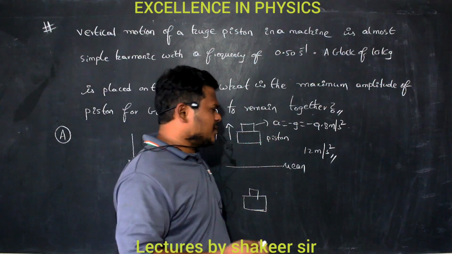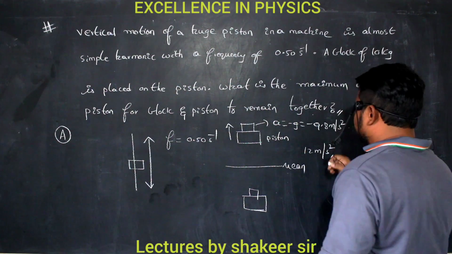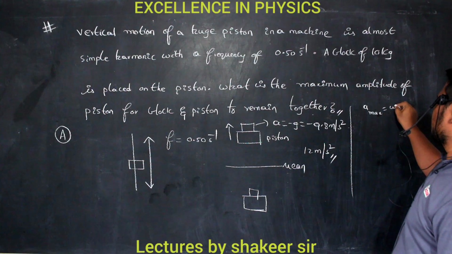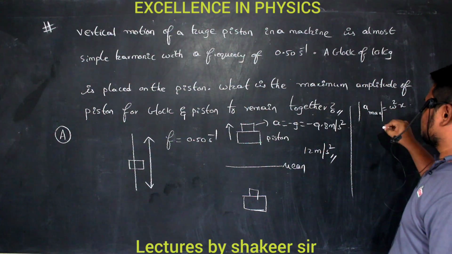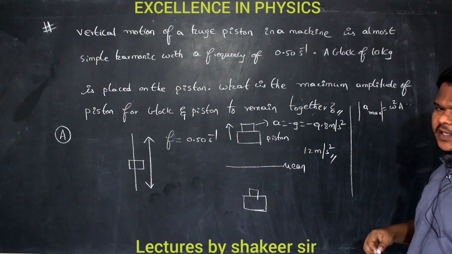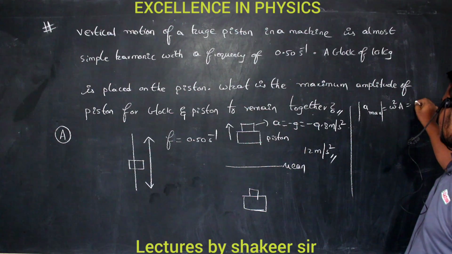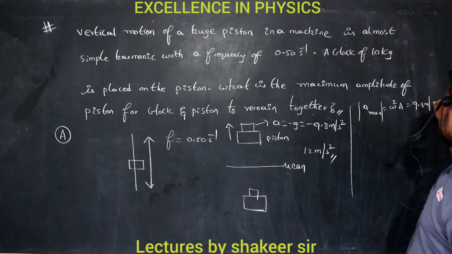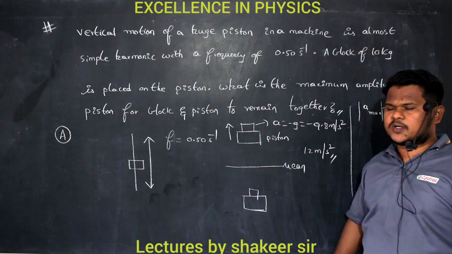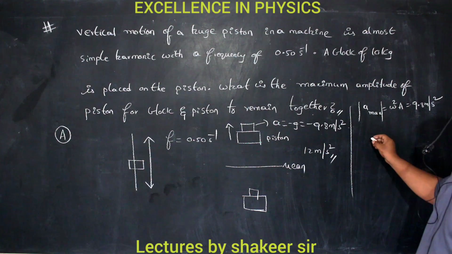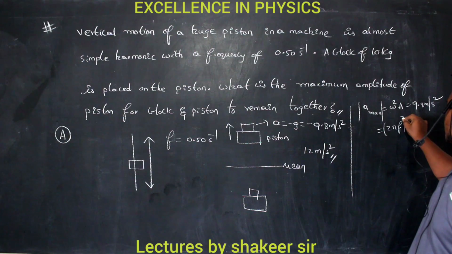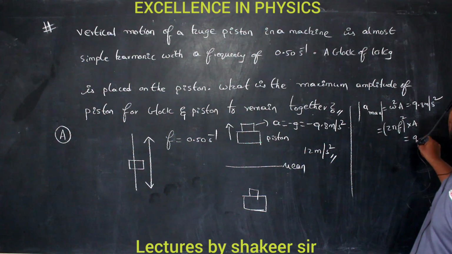And for maximum acceleration, we have already written the equations previously. A max is equal to omega square into x, and instead of x here we will write A. So the piston should have a maximum acceleration of 9.8 meters per second square at the extreme position. If the acceleration is greater than 9.8, then these two bodies will get separated. Are you able to understand? Therefore, omega can be written as 2 pi into f. So (2 pi f) whole square into A should be equal to 9.8.